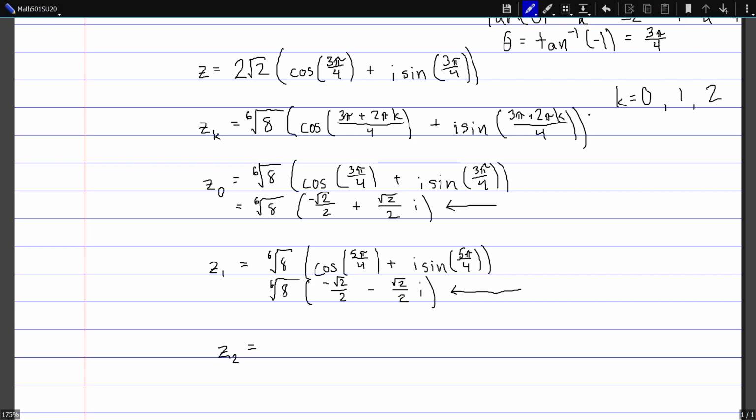If we replace k with 2, we're now going to be adding 4 pi to 3 pi up top. So this will be 7 pi over 4 for each of them. So this will be the 6th root of 8 times, we know what the cosine of 7 pi over 4 and sine of 7 pi over 4 are. In cosine's case, we're back to positive, so this will be positive square root of 2 over 2. But sine is still negative, so this will be negative square root of 2 over 2 i. And this gives us our 3 roots here.